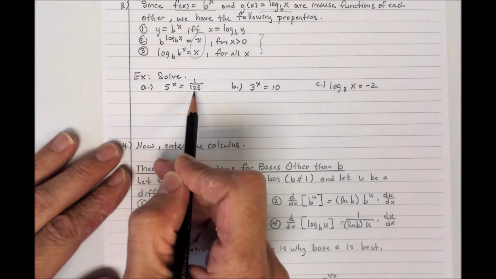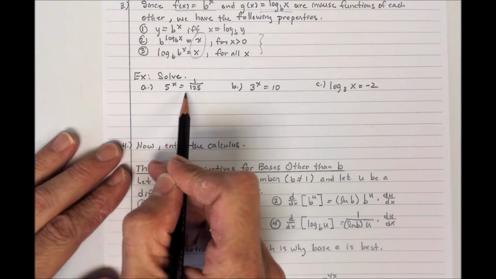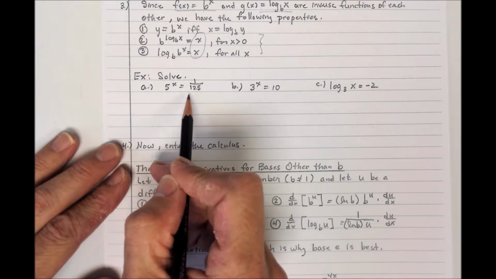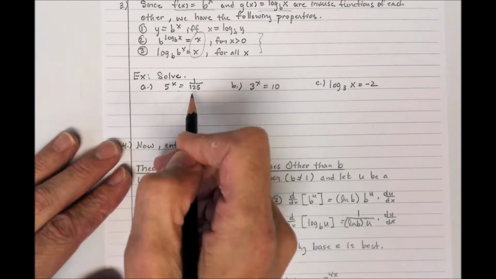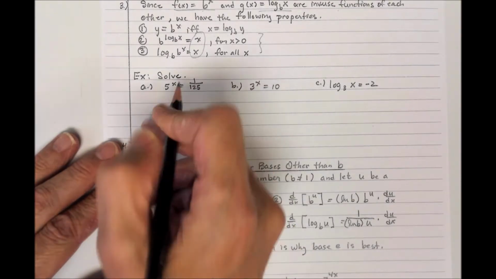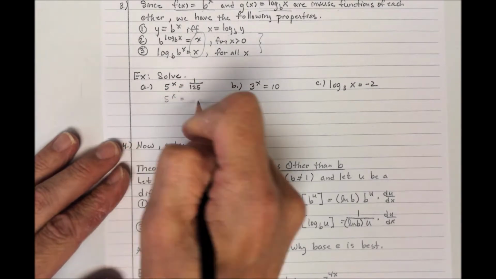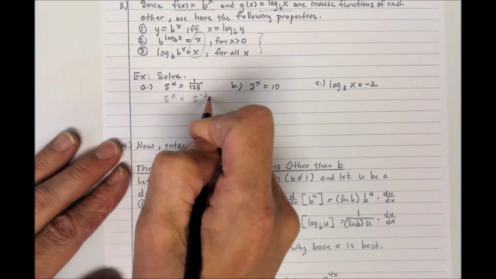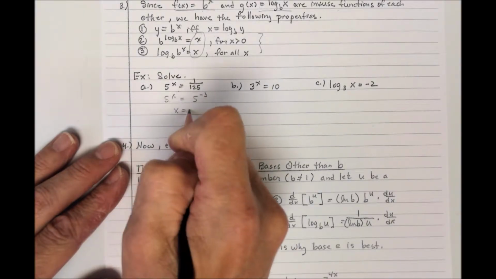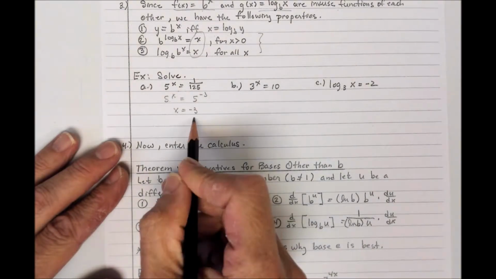So on the exponential equations, we like to try to match bases if we can, because it's easier to solve that way. I can do that on the first example, because I can write 1 over 125 as 5 to the negative 3 power. 1 over 5 to the third, 1 over 125. So if the bases match, the exponents must be equal. So that tells me that x is equal to negative 3.